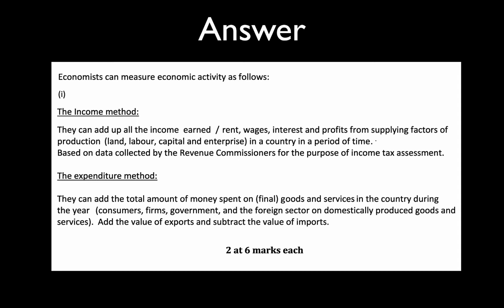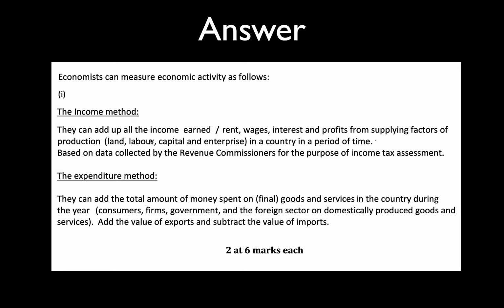So if I give a charity €100, that's not income for the charity in an economic sense. That's just a charitable donation. It's a transfer of wealth from one person to another. No extra production has occurred, so therefore the economy is no richer. It's just a redistribution of wealth. It's called a transfer payment, a payment that is received when no factor of production is supplied.